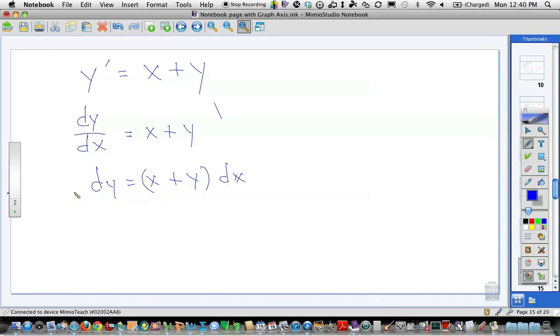I mean, you could try to divide this x plus y over to this side, but now you got an x over on the y side. You could distribute the dx through, but then you got this dx attached to this y, and there's just no way to separate. So this one is going to have to be done by some other technique. It's not going to be able to be done with separation of variables.